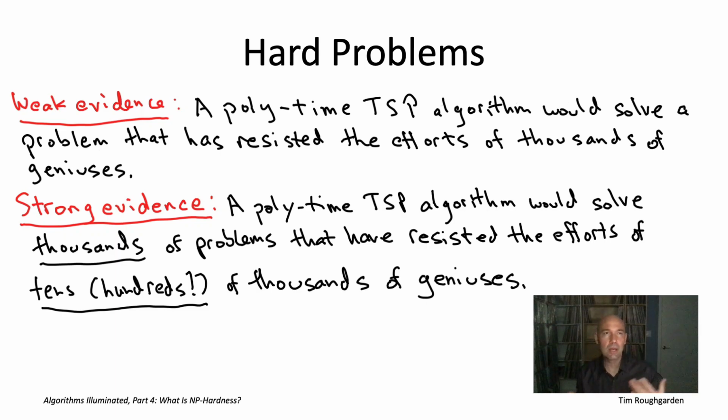So that's sort of where the belief comes from, that it seems much more likely to most experts that there is no polynomial time algorithm for the TSP, as opposed to the minority who believes that actually there is one and we just haven't found it yet.